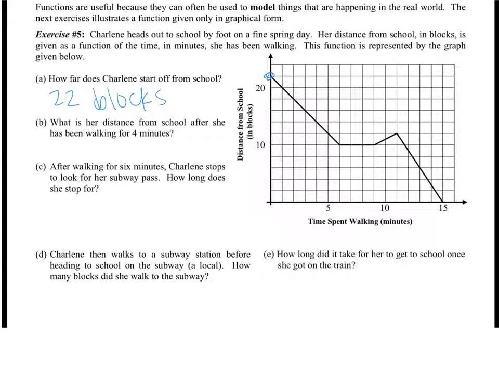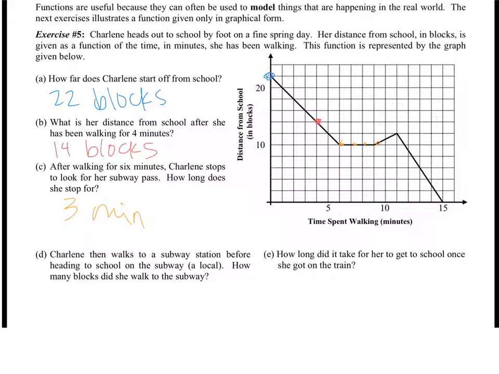What is her distance from school after she's been walking for 4 minutes? So 4 minutes is right here, and that is 14 blocks. Then it says, after walking for 6 minutes, Charlene stops to look for her subway pass. How long does she stop for? So at 6 minutes, she's still there, still there, still there. So she stopped from 6 minutes until 7, 8, 9 minutes. So she stopped for 3 minutes.